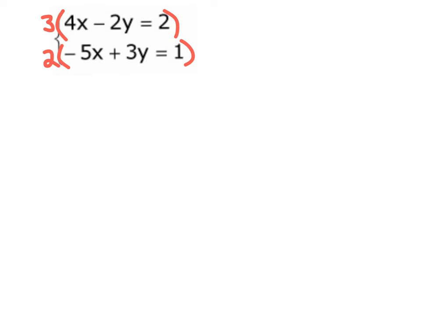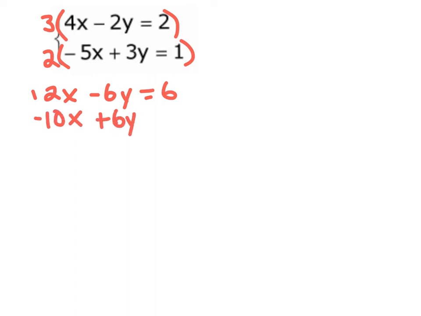So I'm going to write that first one below. So the 3 gets distributed to everything. So we have 12x minus 6y equals 6. And the second one, we distribute the 2, we get negative 10x plus 6y equals 2. Now I'm able to add these two equations together so that I get 2x, my y values cancel, equals 8.